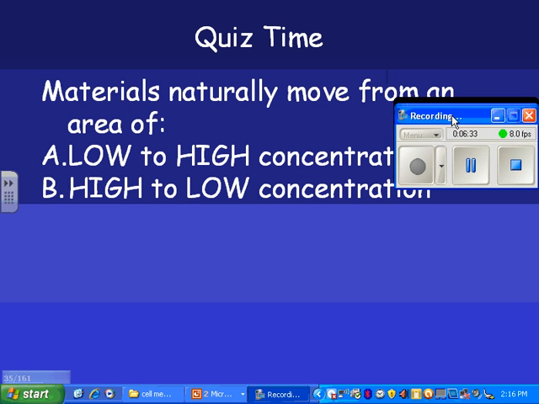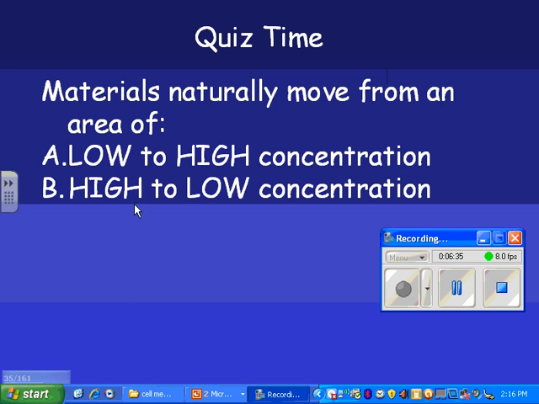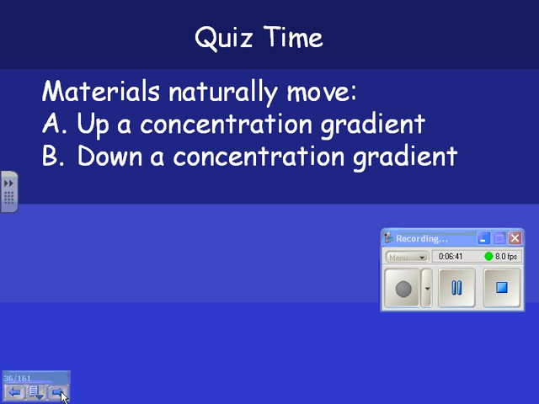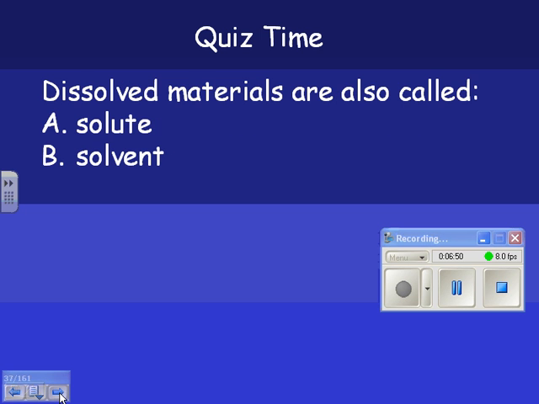Quiz time. Materials naturally move from an area of low to high or high to low concentration. So that would be high to low. Materials naturally move up a concentration gradient or down a concentration gradient. So it's going to be down a concentration gradient. So you'll need to know both ways.